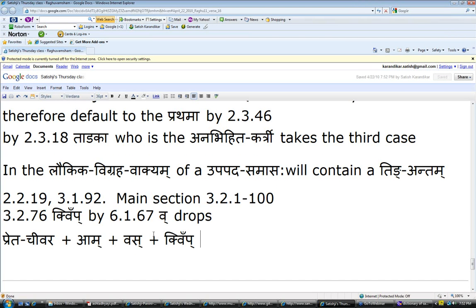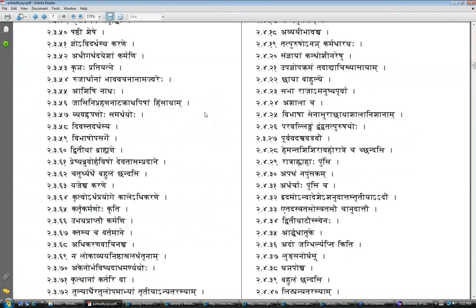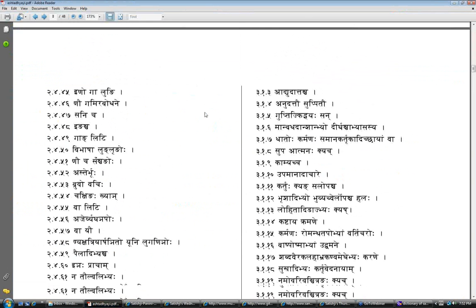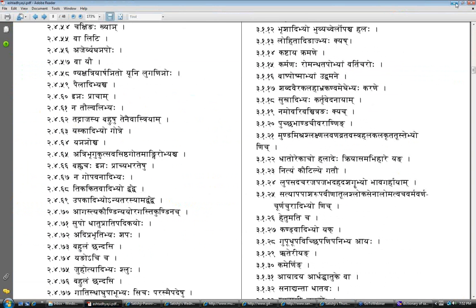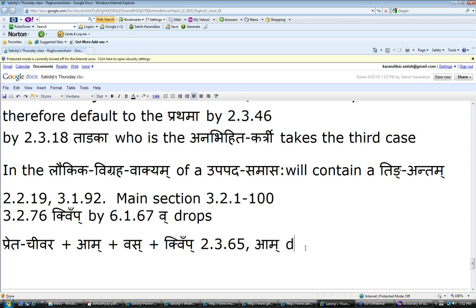So let me put these numbers here. 2365. 2365 was the one why the Am came over there. And then the Supo Dhatu Pratipadika Yo, I think is in 2.4, is 2471, I think, 2471. We're going to have to drop the Am. The Quip already is 0, and the Am drops by 2471. So Supo Dhatu Pratipadika Yo. So then we got Preta Chivara Vas.